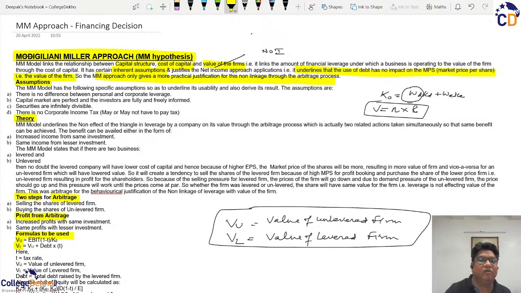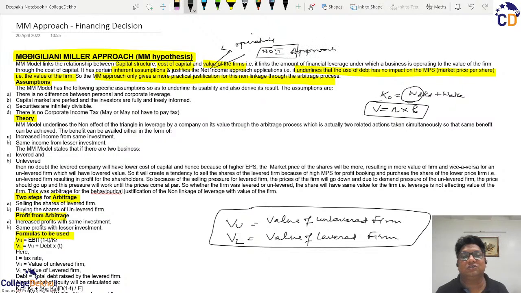So we will carry forward, not this NI; this is just a miss of the word by the operator. It is actually the net operating income approach. So we will be justifying the NOI approach, that is, the value of the firm does not affect the market price, or the market price is not affected by the leverage, but we will have a different, more pragmatic, more practical approach through this overall process of arbitrage.